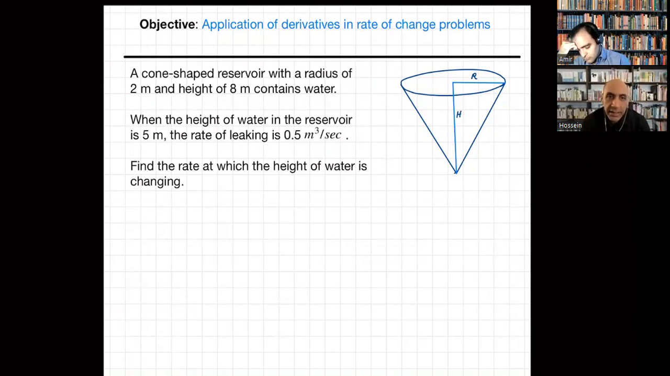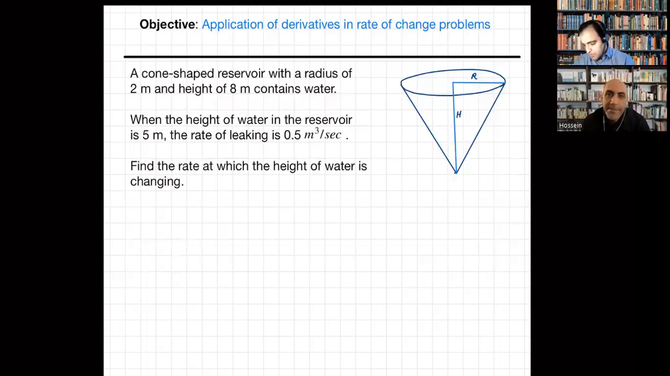Find the rate at which the height of water is changing. So it means that you have the rate of change of the volume. Now the problem is asking you to find the rate of change of the height. And of course, all of these changes are with respect to time. So Amir, please go ahead and show how you are going to solve this problem.